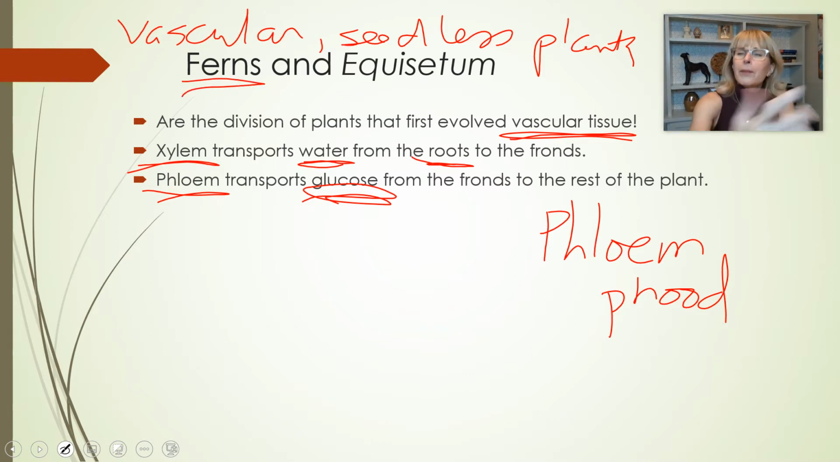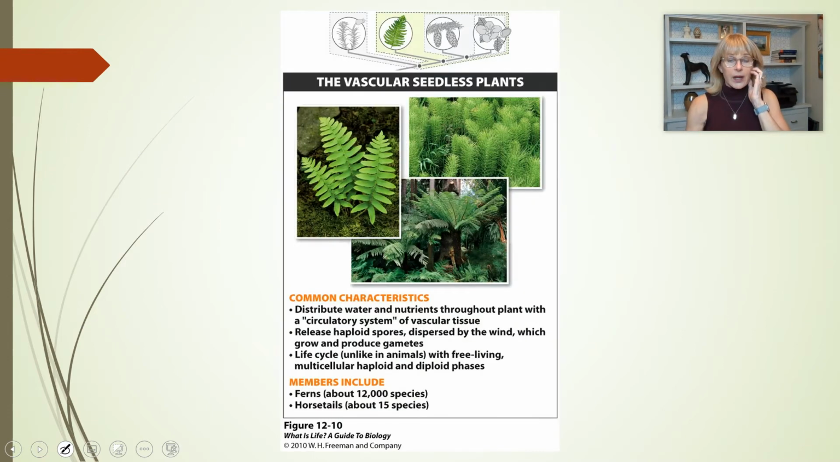Now, ferns, you probably know what a fern looks like. Equisetum, you may not know what they look like, but you've seen them, okay? So we'll look at both of them. The vascular seedless plants' big invention was a circulatory system, vascular tubes carrying nutrition from one part of the plant to another, and water from the roots up to the leaf-like things.